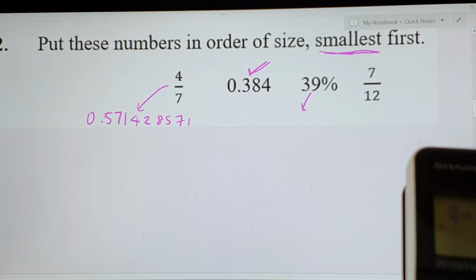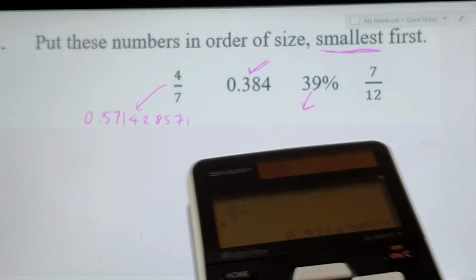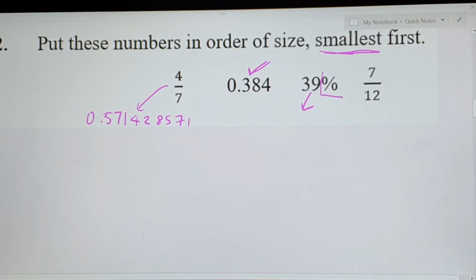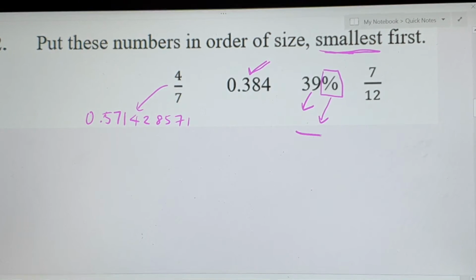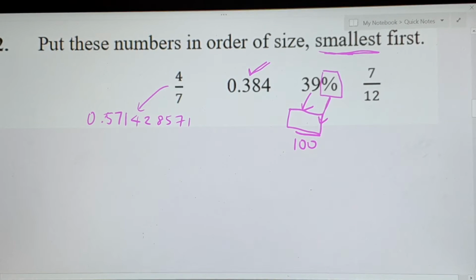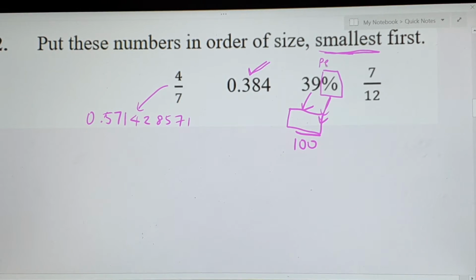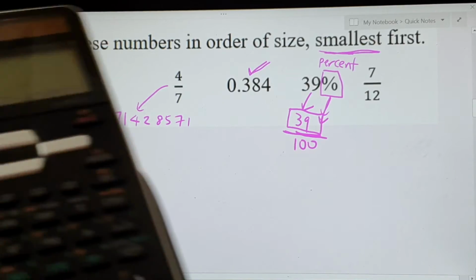Now, how do I change percentage to decimal? I've mentioned many times that percent means over 100. It means something over 100. Or I repeat, percent: per means divide, and cent means 100, like century. So over 100. So it's 39 over 100.